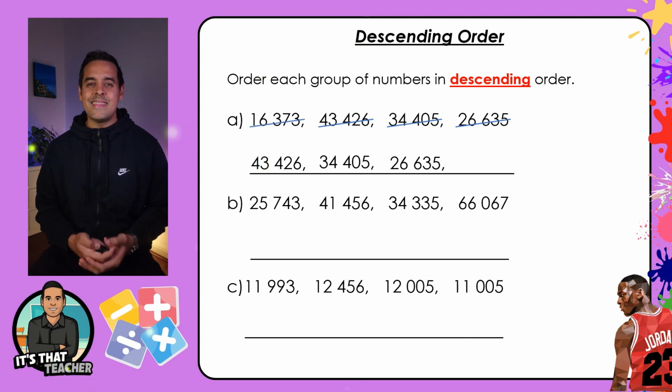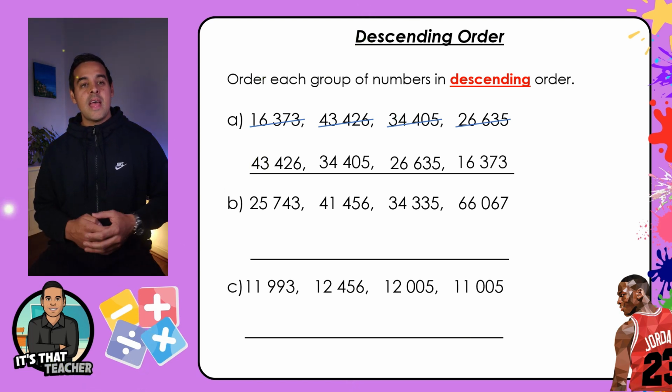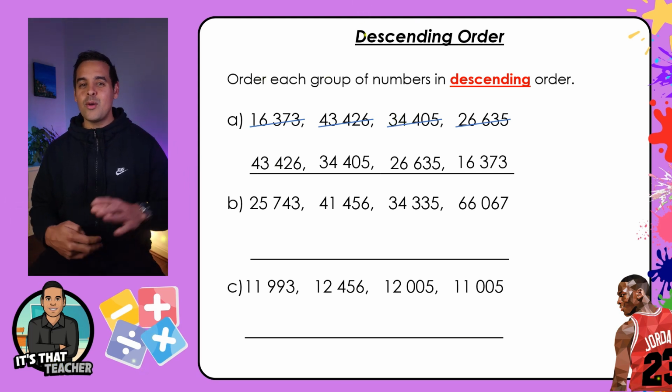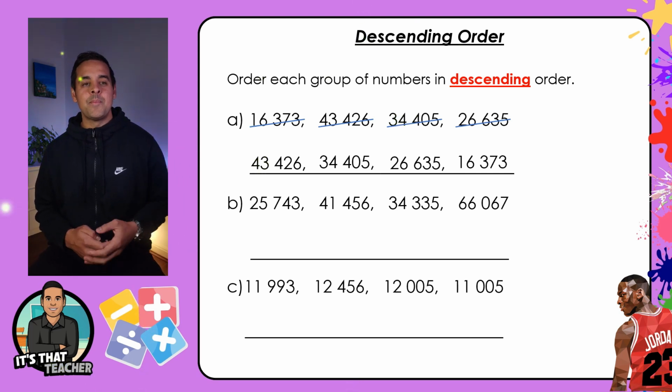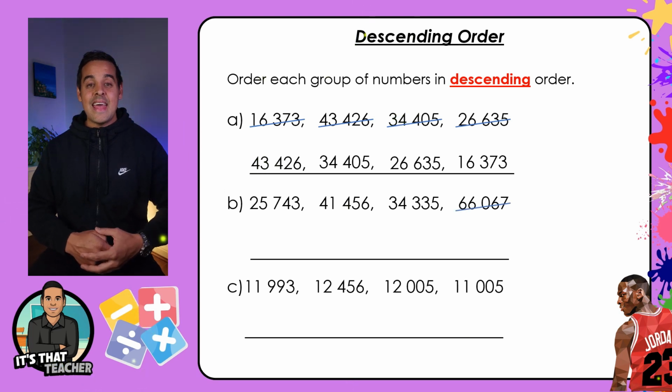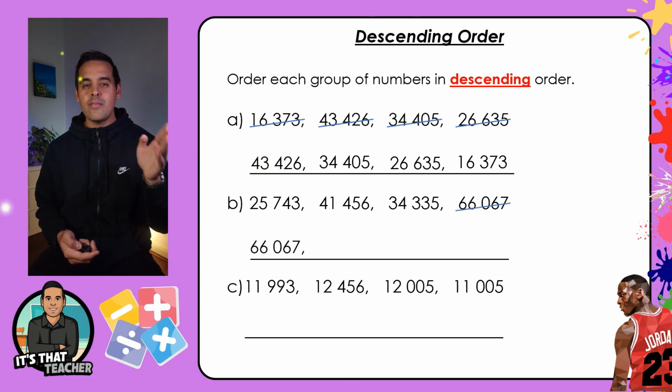So the final number in that series would be 16,373. Now I'm going to show you that again twice to consolidate that learning. Then there'll be questions for you at the end. B, the largest number here would be 60,067. Cross it off, put it below.